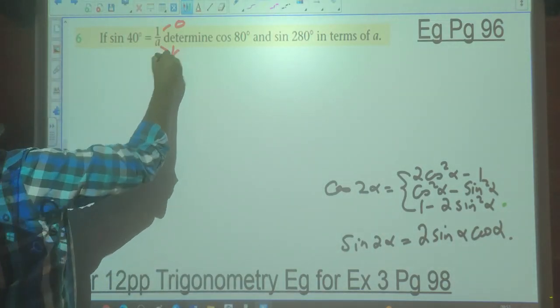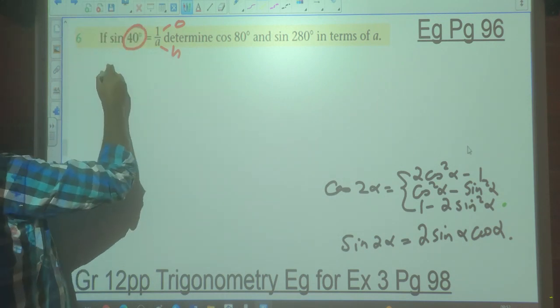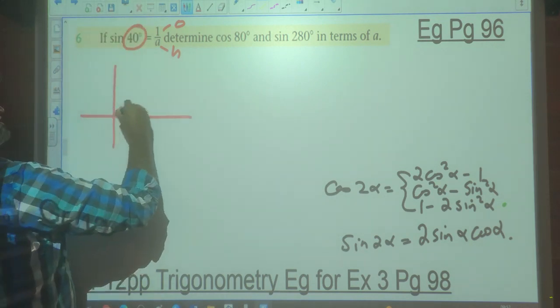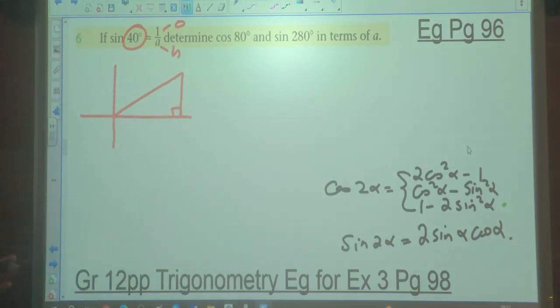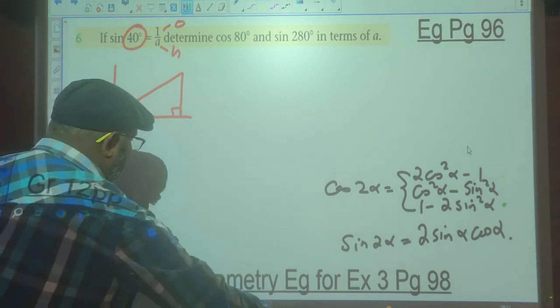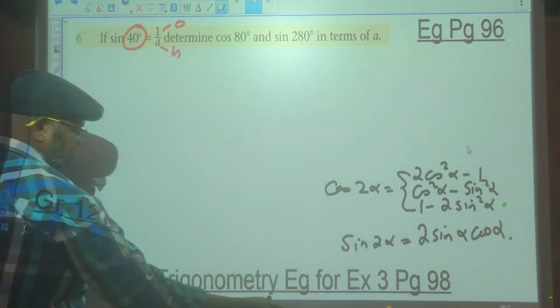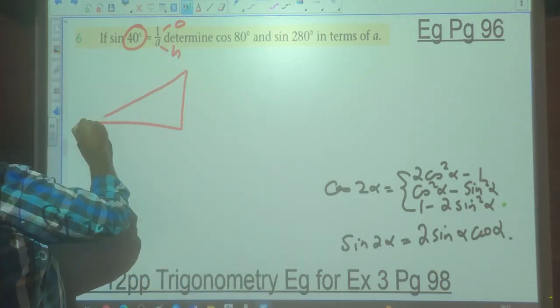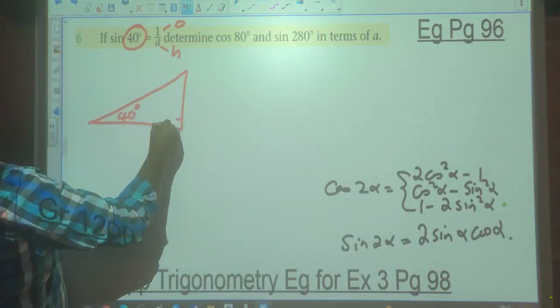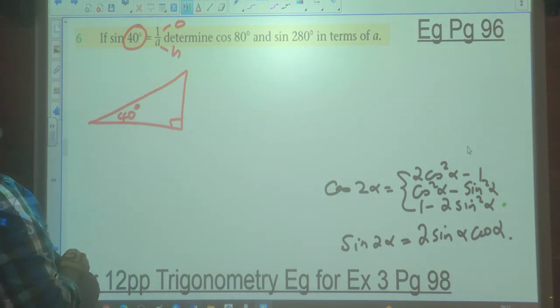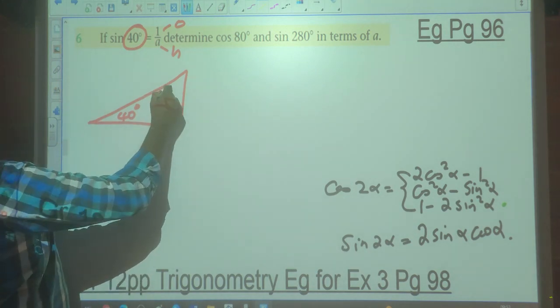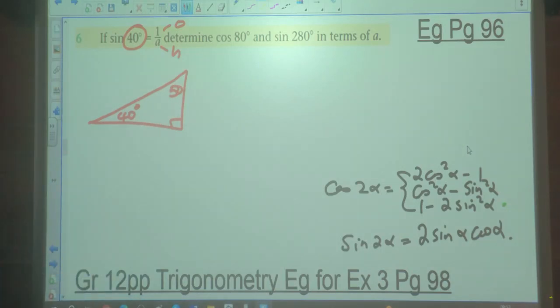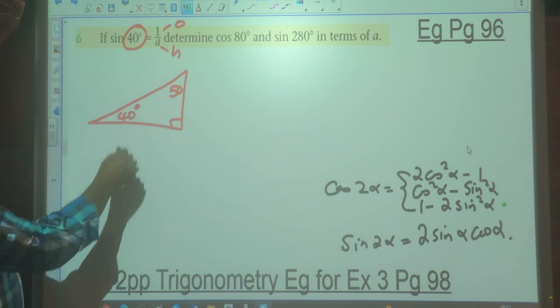Opposite over hypotenuse. Which quadrant will this be? First. Do I have to draw this in the first quadrant? I could have drawn it without the Cartesian plane, because that's an acute angle. I could have just drawn it as a triangle with a 40 degrees there. Then what will the size of this angle be? This is 40, 90, 50.